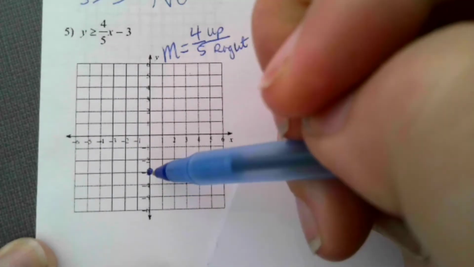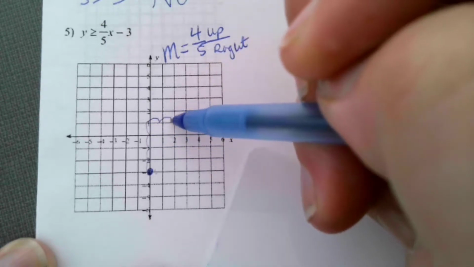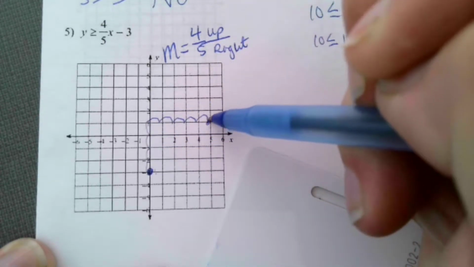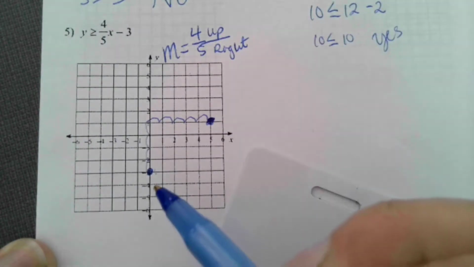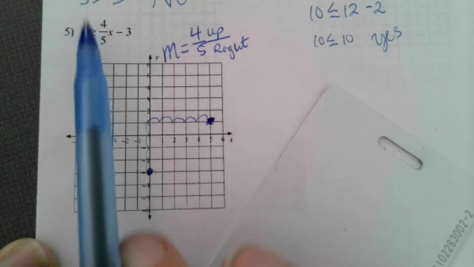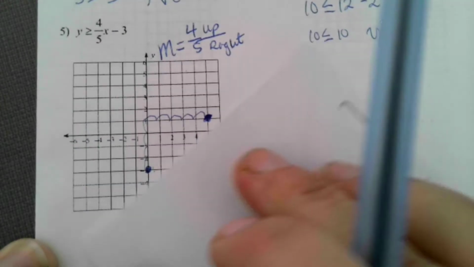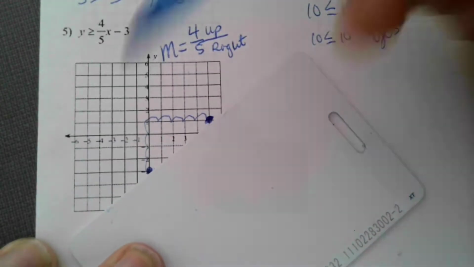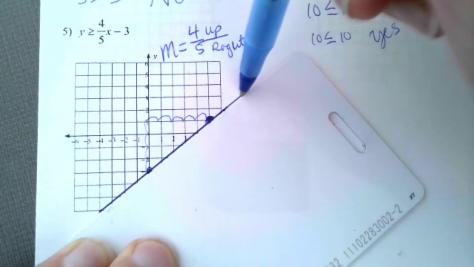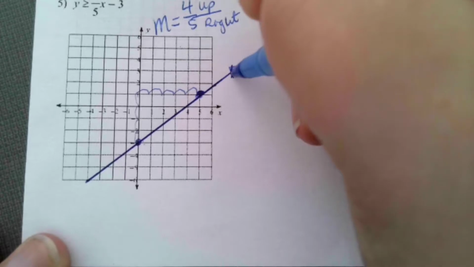So that means from this point, I'm going to go up 4, 1, 2, 3, 4 over 5. 1, 2, 3, 4, 5. That's my next point. And there's actually not room for another one on this grid. Solid or dashed line? Solid. Solid, good. Draw your line. I'm gonna throw some arrows up in there because it's continuous. It goes on forever.